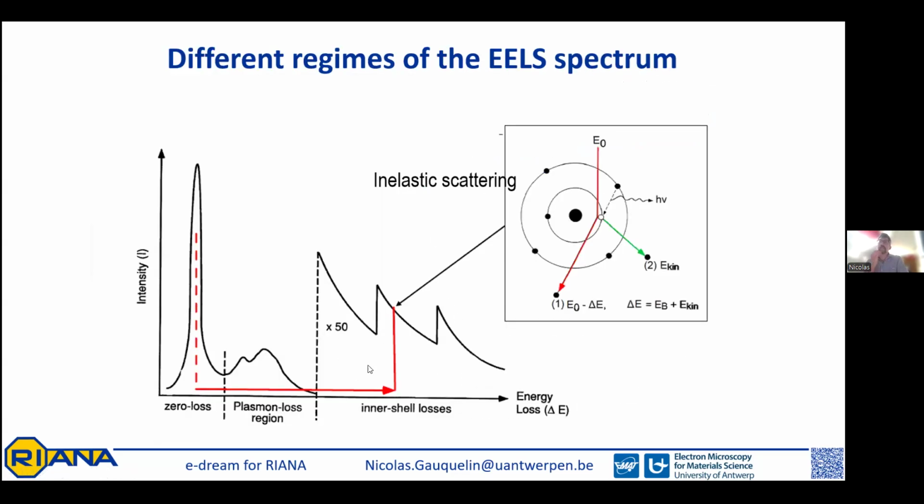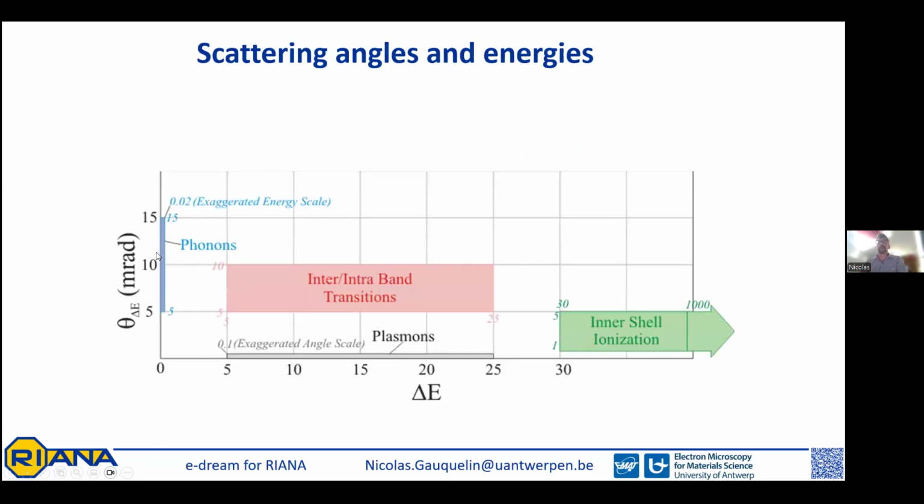Another regime, when you go further in energy, is the more common inner shell losses, due to inelastic scattering or core loss. Just to give you an idea, these different regimes have different scattering angles and require different detector geometries to be investigated. So you see that here plasmons are very, very narrow in Q, whereas phonons are very extended.